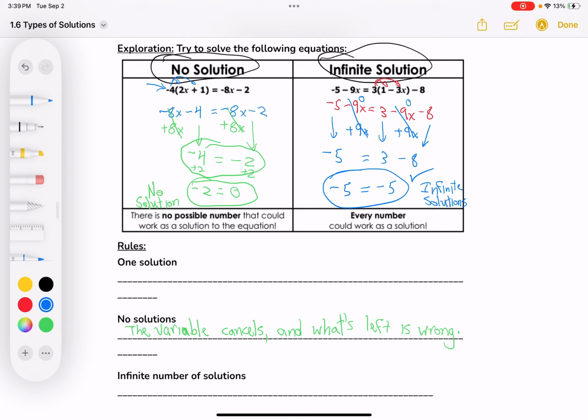Okay, so infinite solutions is when the variable cancels and what's left is right. It's correct. Maybe I'll say it that way. What's left is correct, because otherwise it sounds like I'm talking about left or right-handed. Okay, because negative 5 does equal negative 5, that means you could plug any number in for x and you're good to go. All right, good job so far.